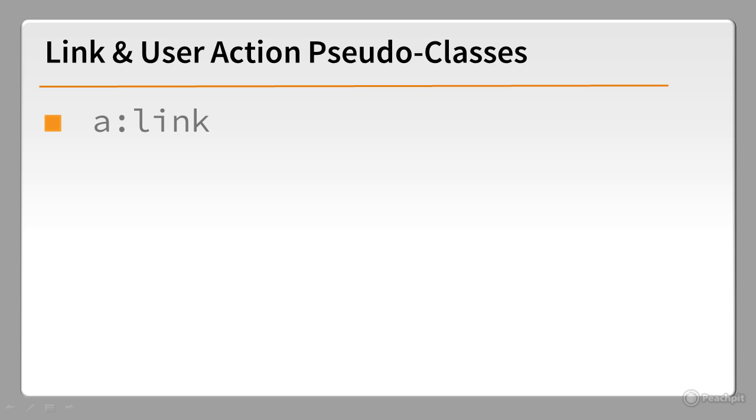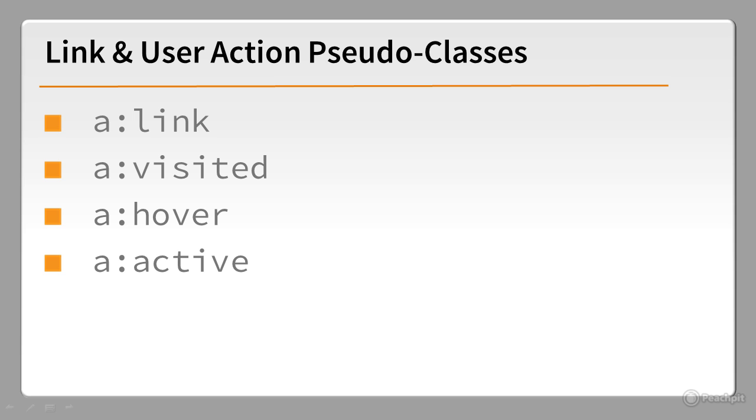Link styles links in their normal state. Visited styles links that have been visited. Hover styles an element that's currently being hovered over. Active controls how an element looks at the time it's clicked. And focus controls the look of an element that currently has focus. The last 3, hover, active and focus, apply to any element, not just links.